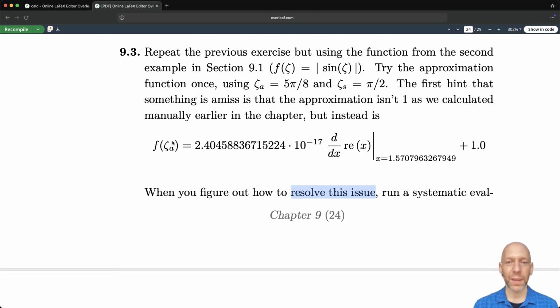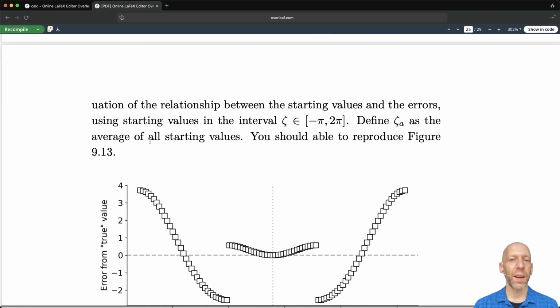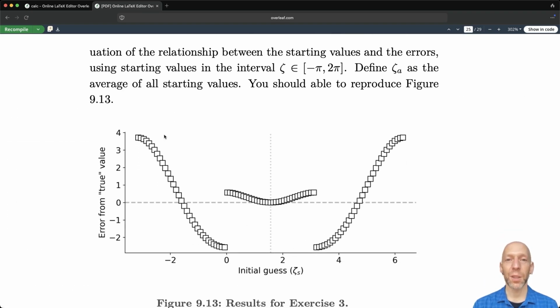Once you have figured this out and come up with a solution, then explore the relationship between starting values and errors systematically, using starting values in the interval between minus pi and 2 pi. These are the starting values, and the approximation value is the average of all of those starting values. So define some linearly spaced vector between minus pi and 2 pi, and whatever is the average of all of those starting values, that is what you use as your zeta A, your approximating value.